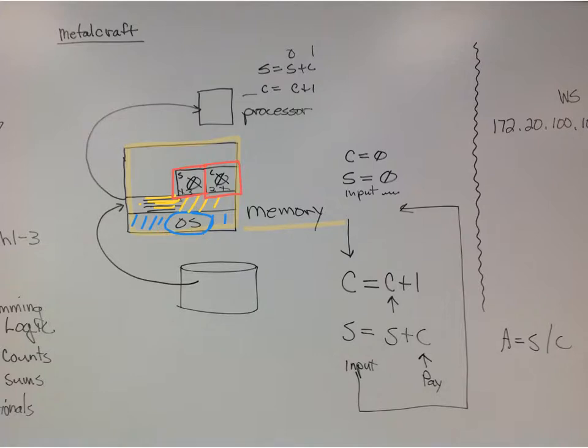So for example, we did some initialization. And then if you have some kind of loop, we talked about that. Then we came in the loop. And then we have this instruction. Well, that instruction has to move up to the processor.